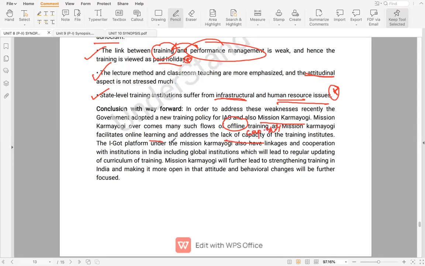The IGOT platform under the Mission Karmyogi also has linkages and cooperation with institutions in India, including global institutions, which will lead to regular updating of the curriculum of training. Mission Karmyogi will further lead to strengthening training in India and make it more open in terms of attitude and behavioral changes. Attitude, behavior, and domain as well will be further focused.